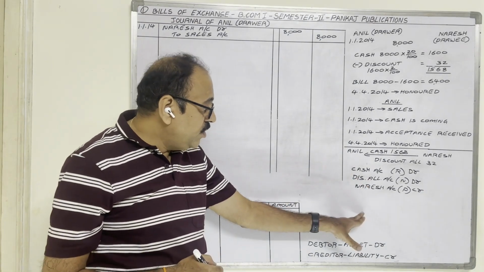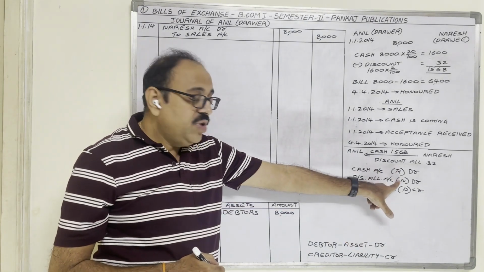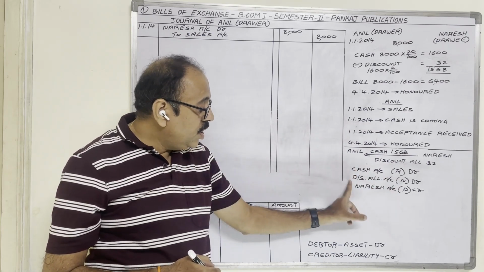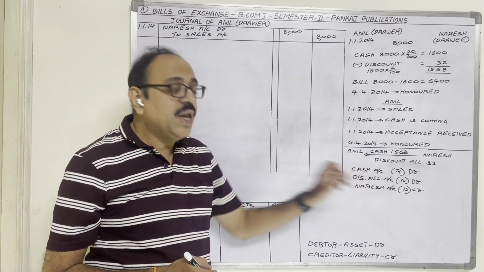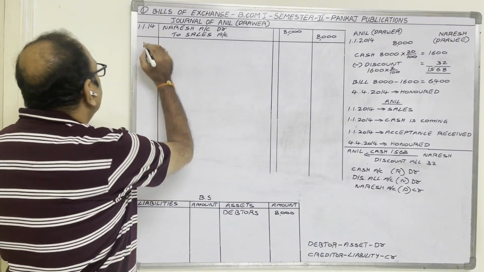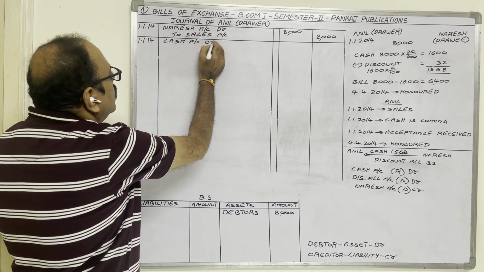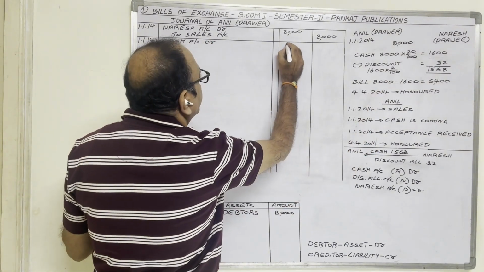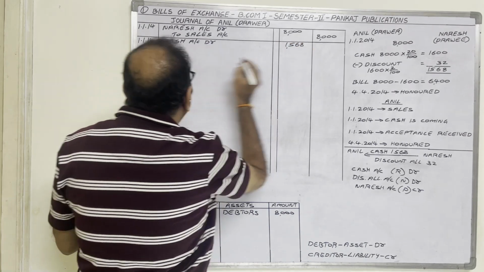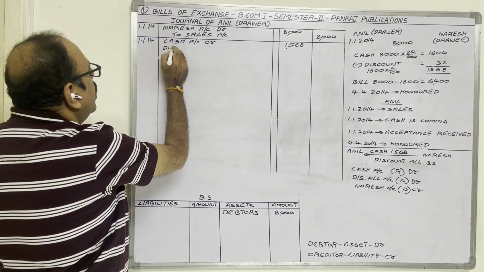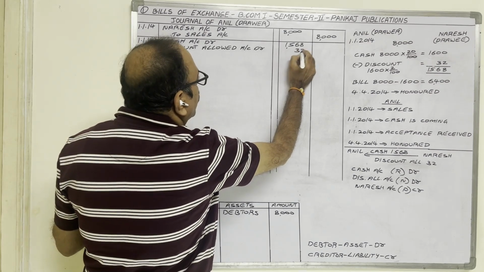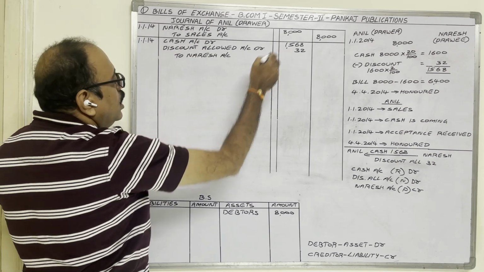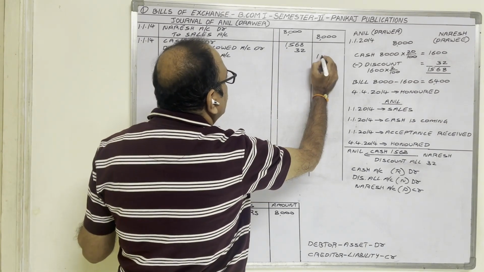So what is the final entry? Two accounts we are debiting, one account we are crediting. Cash account debtor, discount allowed account debtor, to Naresh account, on the same date. Cash account debtor. For cash, how much do we have to write? 1568 in the debit column. Discount allowed account debtor, 32 rupees in the debit column, to Naresh account. Total in the credit column, 1600 rupees.